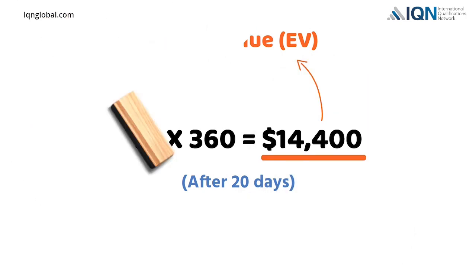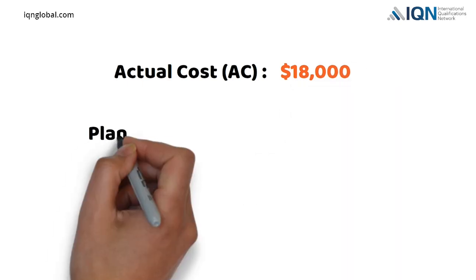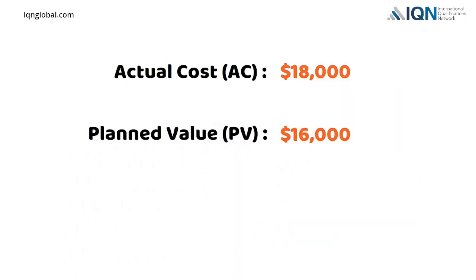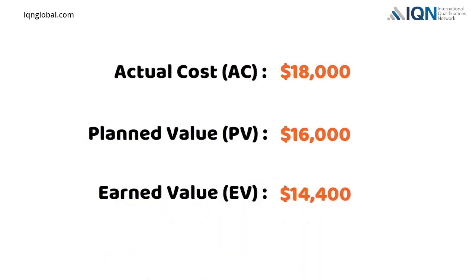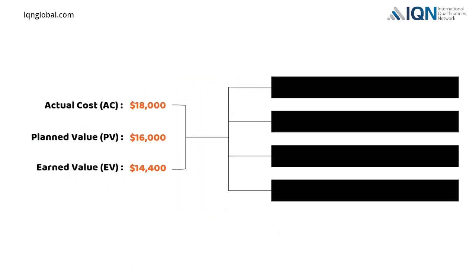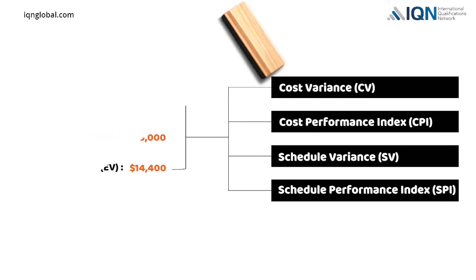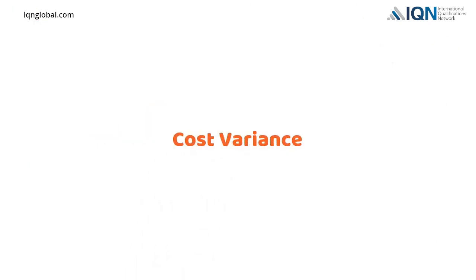Now, let's recap. Our actual cost is $18,000. Our planned value is $16,000. And our earned value is $14,400. Using these figures, we will now introduce 4 new concepts: cost variance, cost performance index, schedule variance, and schedule performance index. First, let's discuss cost variance.